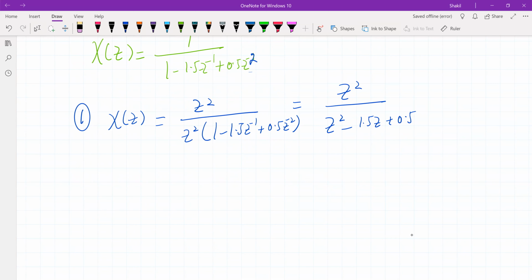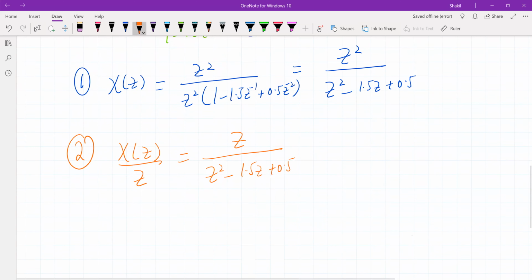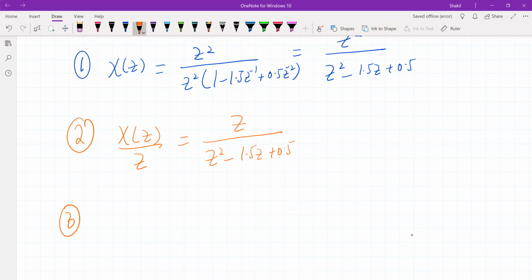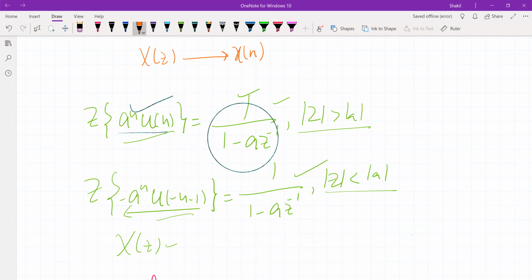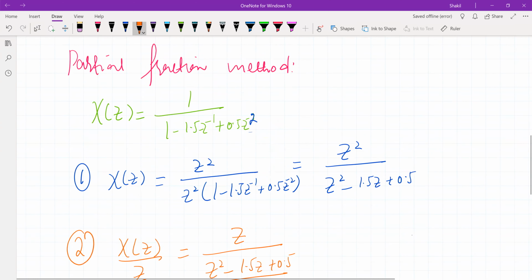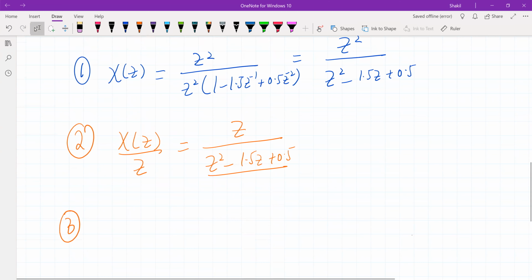Then in the second step, we divide both sides by z. We write x of z by z, and on the right hand side, only z will remain. Then in the third step, we factorize the denominator in such a way that the factors look like this. That should be the goal. This will be clear in a few seconds.